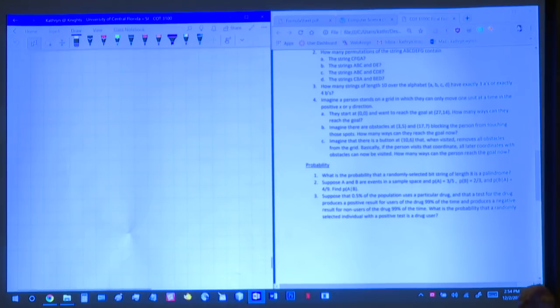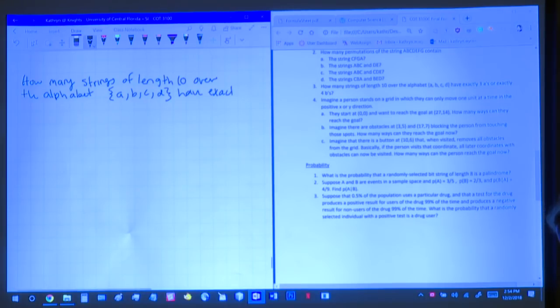Okay. So this one is how many strings of length 10 over the alphabet A, B, C, D have exactly 3 A's or exactly 4 B's. So this question has 3 parts basically that we have to calculate.